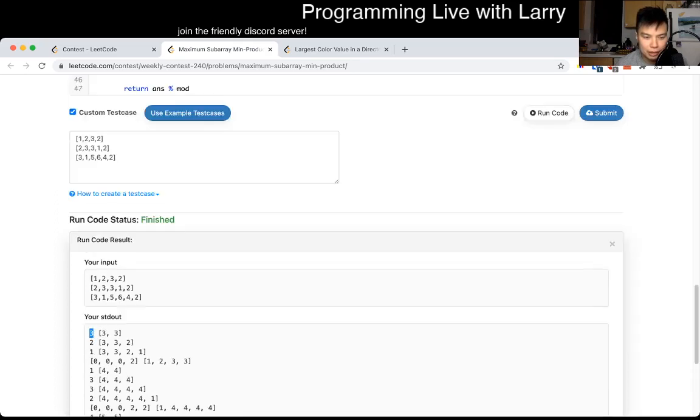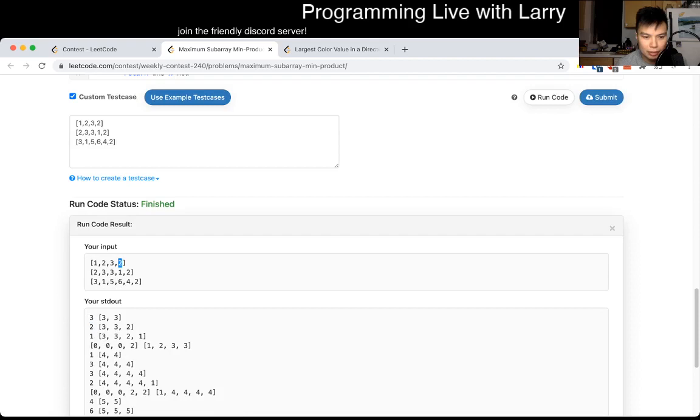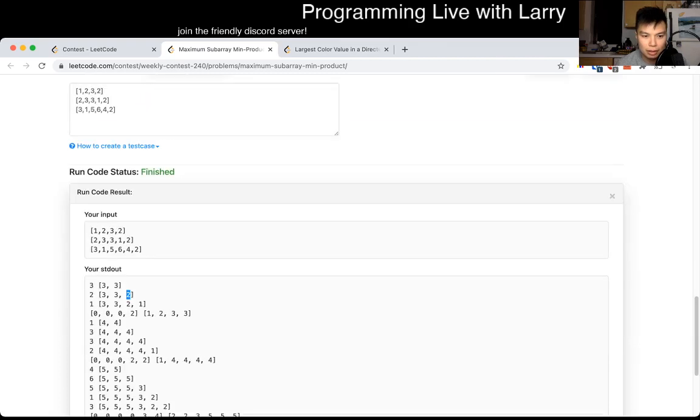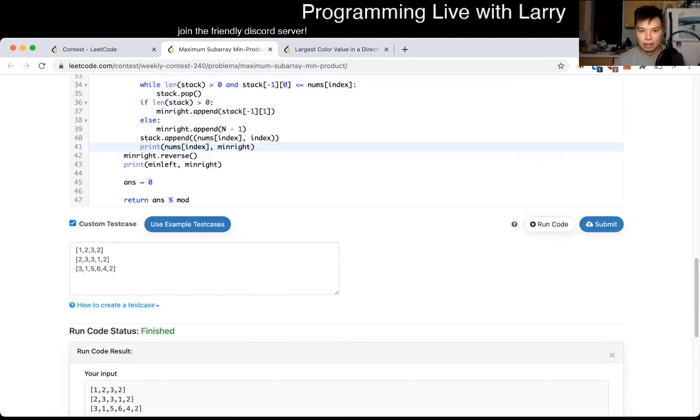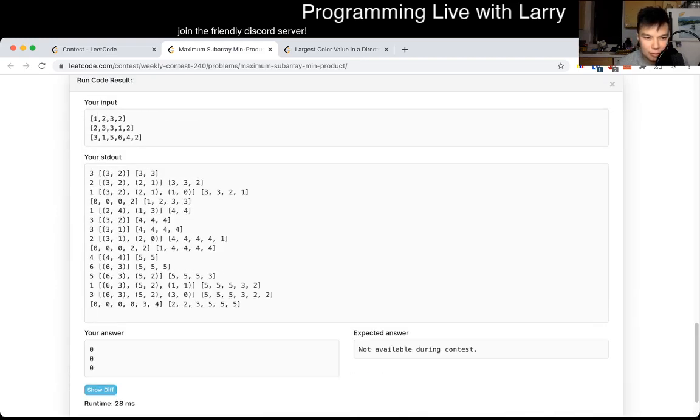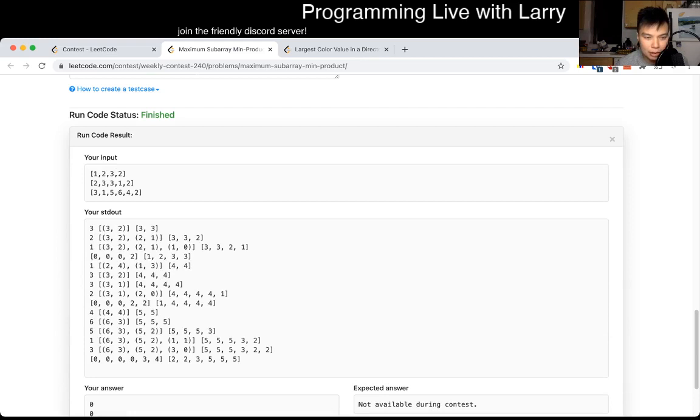Okay, so it puts the 2. Puts 3, 2, 2, but then it appends the 2. Why? On the top of the stack. I'm not in a good shape today. Stack is 2 and 1. 2.